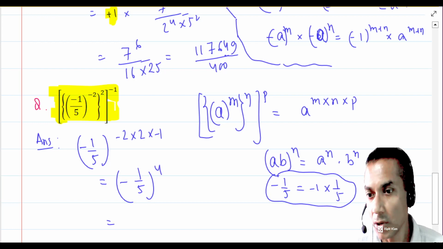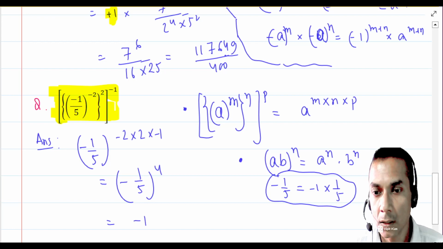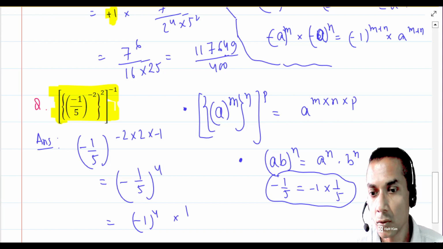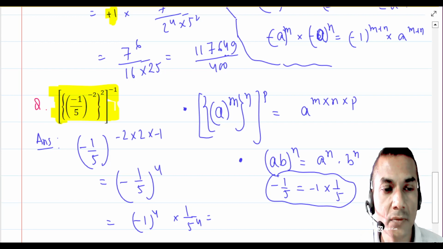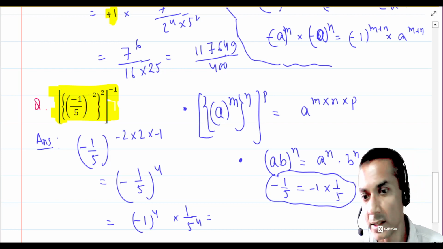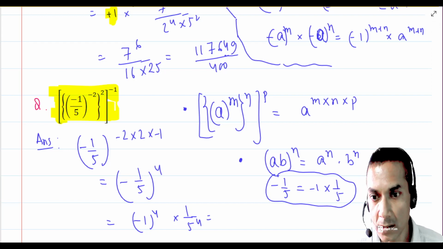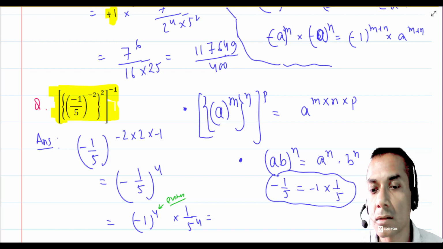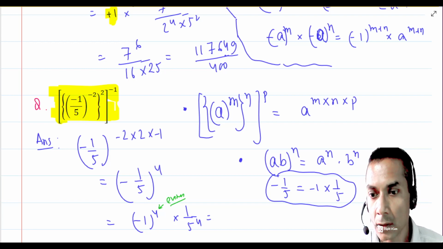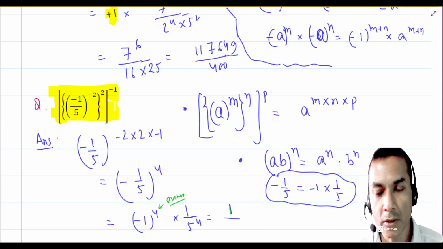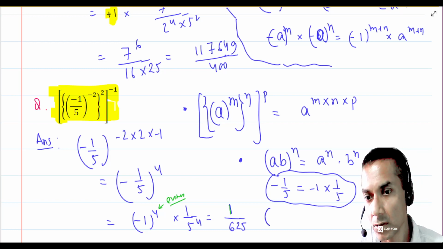Clear? Then you apply the second rule. This is the first rule and this is the second rule. Minus 1 to the power 4 into 1 by 5 to the power 4. Okay. 5 to the power 4 means what? 25, 25 into 25 is 625. Clear? And this power is even. Minus 1 to the power of an even number means it remains the same, 1. Clear? So 1 to the power 4 is 1, and the answer will be 1 by 625. This will be the right answer.